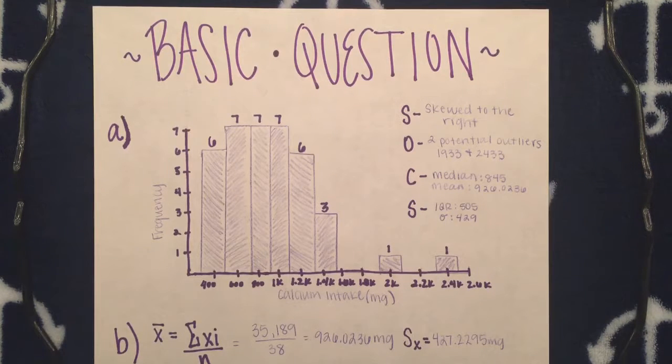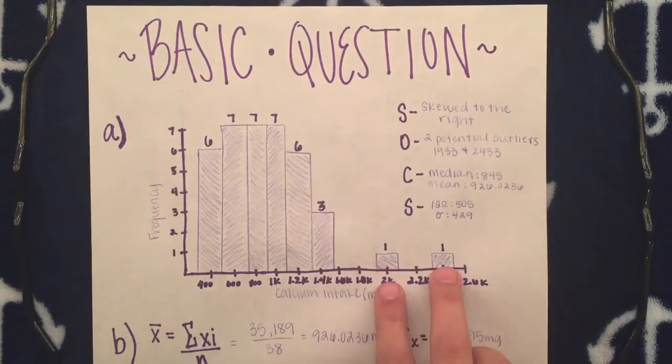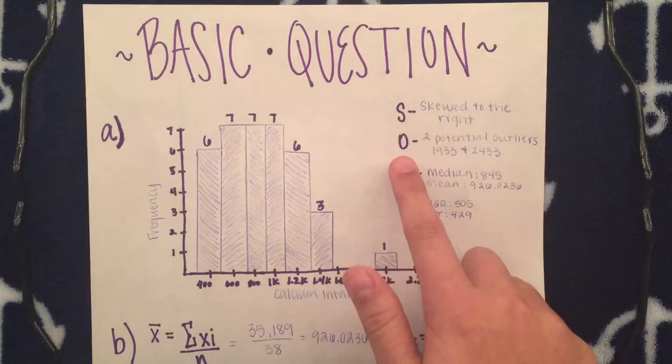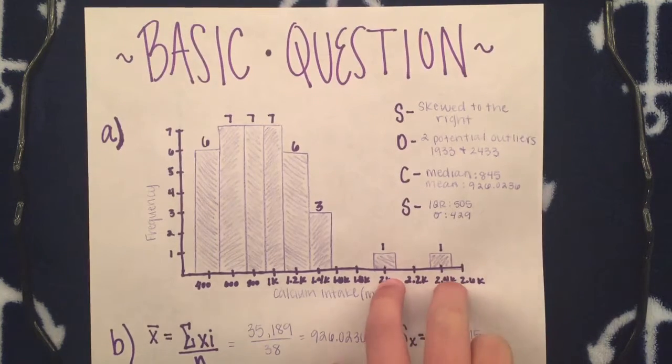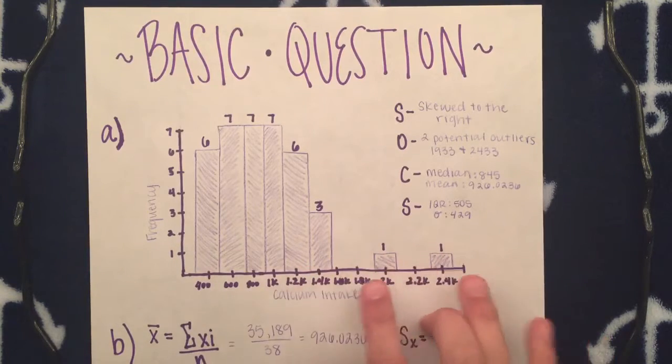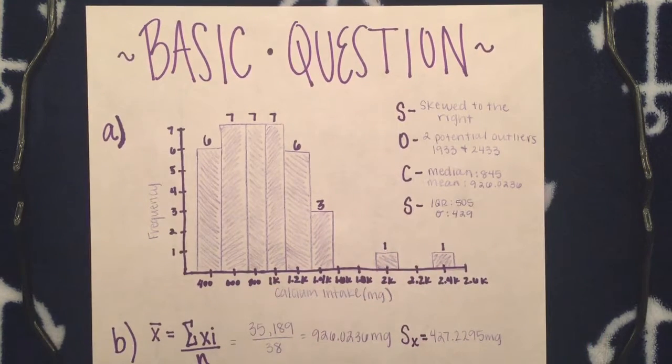So the shape of this is definitely skewed to the right because of these 2 outliers, which is our second letter O. We have 2 potential outliers at 1,933 and 2,433. These 2 right here. And they're completely separated from the data, so you can tell that they are potential outliers.